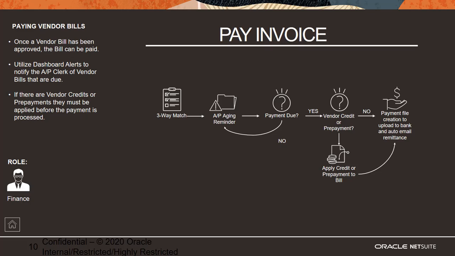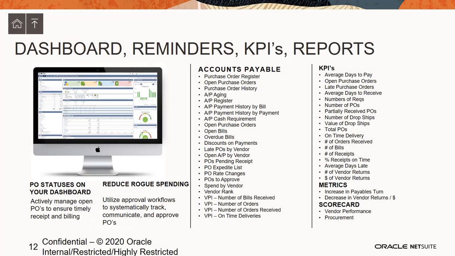From day one, NetSuite includes dashboards, KPIs, reminders, and reports, helping us to efficiently track and manage procurement and AP status. We can actively manage open POs to ensure timely receipt and billing by viewing PO status directly on our dashboards. And we can also utilize approval workflows to track, communicate, and approve POs to reduce rogue spending.